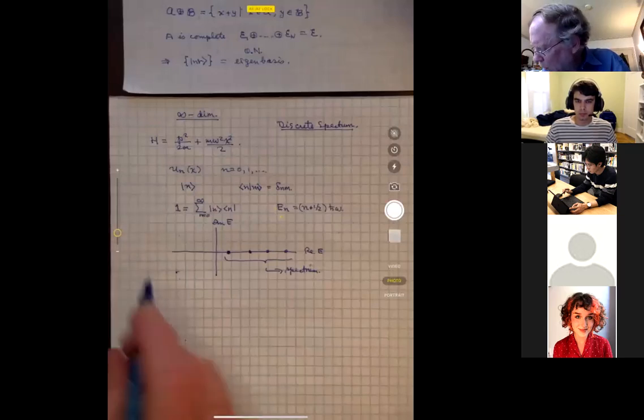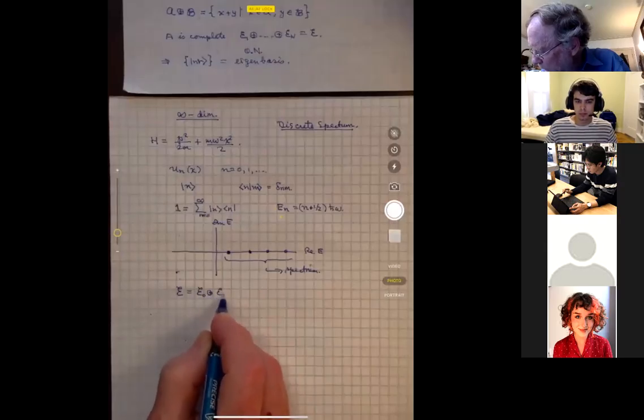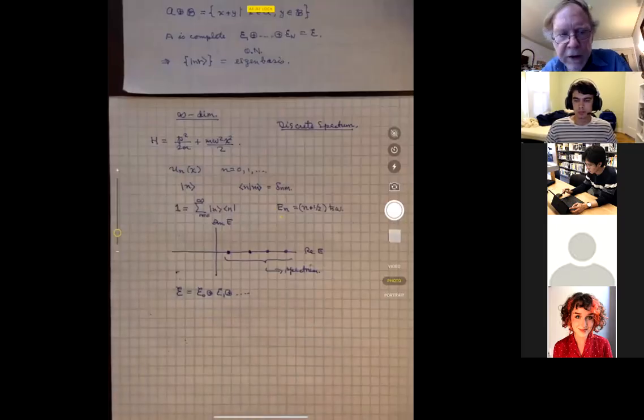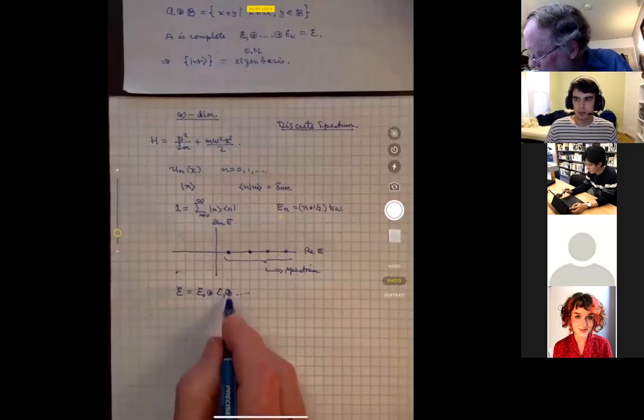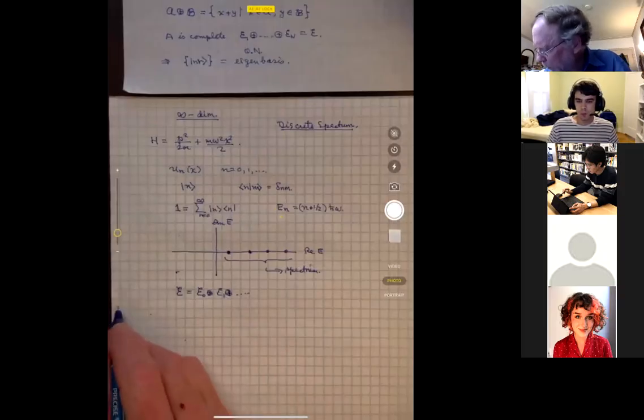And we can say that the total Hilbert space E is the direct sum of E0 plus E1 plus going all the way on out to E infinity. It's an infinite direct sum of eigenspaces corresponding to the different eigenvalues.